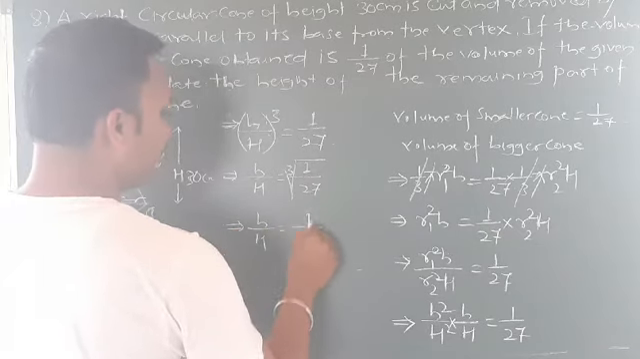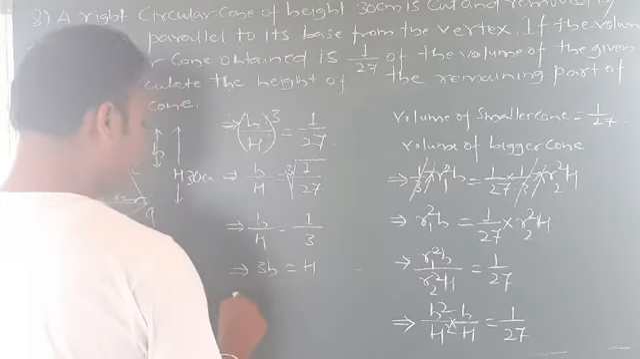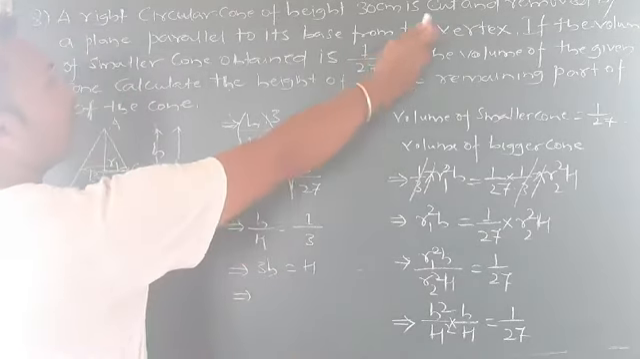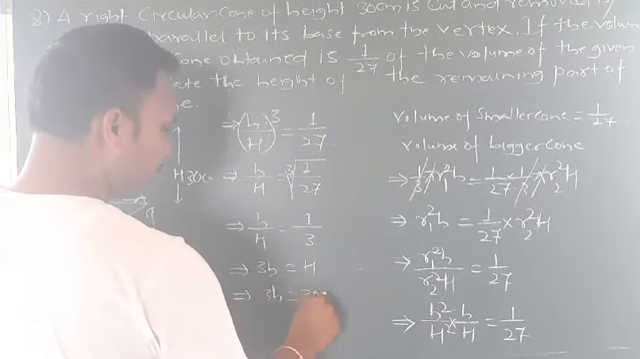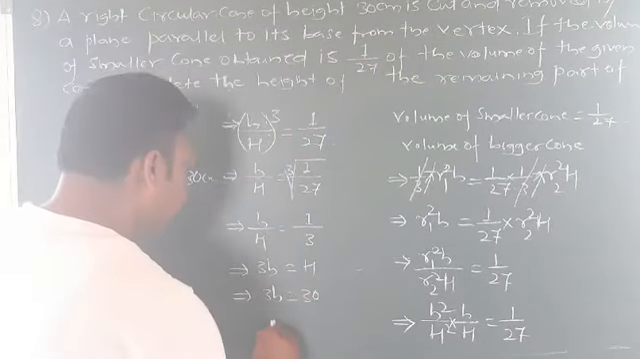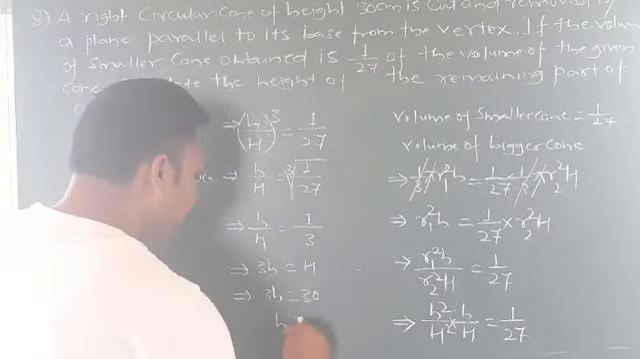Now this is 3 into h and capital H. Capital H we already have as 30 centimeters. So 3h is equal to 30. So now h is equal to how much? It is 10 centimeter. Small h is 10 centimeter.